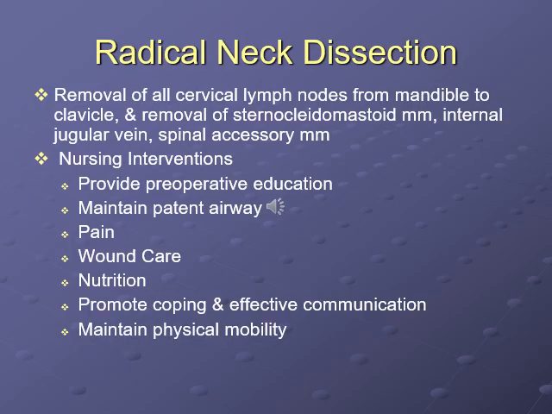Certainly the treatment for oral cancers does depend on the location, extent, etc. But if they are having a radical neck dissection, this will be removal of all of the cervical lymph nodes from the mandible to the clavicle and even into the sternocleidomastoid muscle and internal jugular vein. So this is a very intense surgery. Obviously there can be partial versions of this, maybe not as significant, not needing to remove as much tissue.